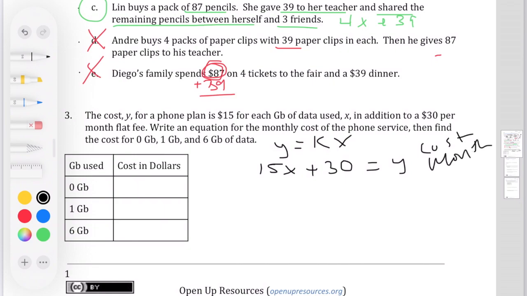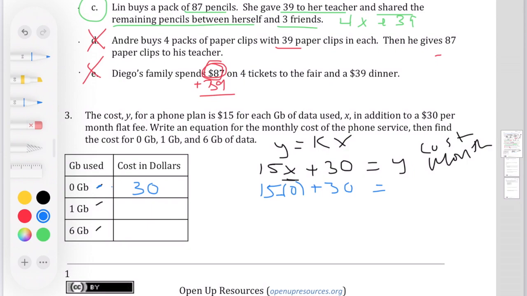Now, the first one, we just want to plug in 0, 1, and 6 in our X right here to be able to determine how much it's going to cost us to have this plan depending upon how many gigabytes of data we use in that month. So the first one, we're going to plug in 15 times 0 because we didn't use any gigabytes, plus the $30. Well, 15 times 0 equals 0 plus 30, so it's going to cost us $30 per month regardless if we use any data.